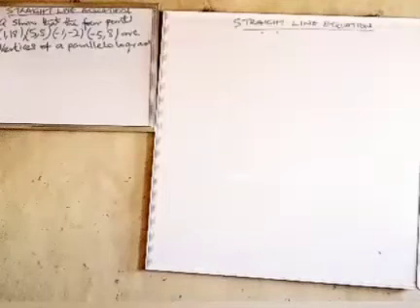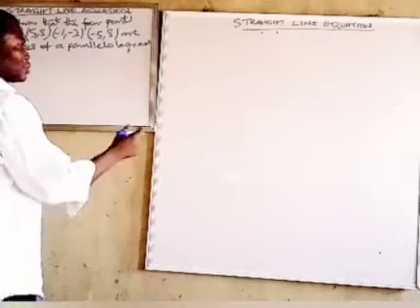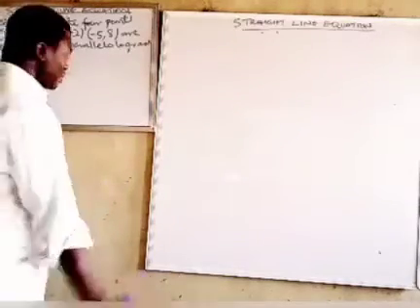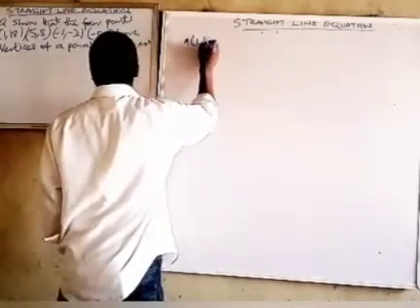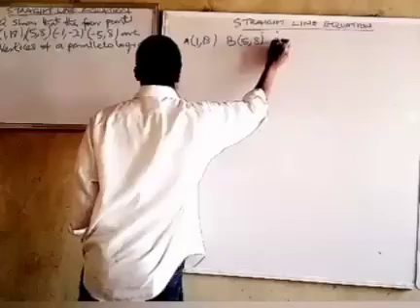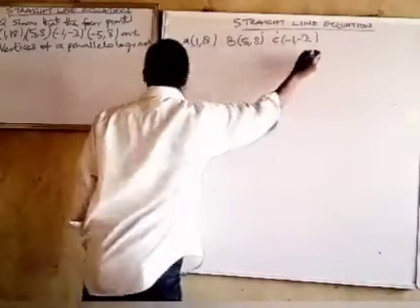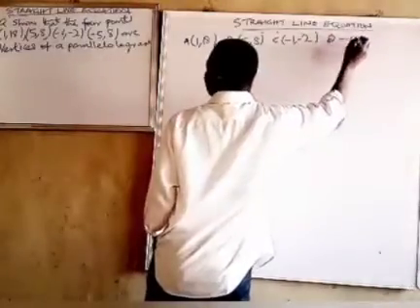The question says, show that the 4 points (1, 8), (5, 8), (-1, -2), (-5, 8) are vertices of a parallelogram. What do we know about a parallelogram? We know that the opposite sides are parallel, which means that the gradients of the opposite sides will be equal. So let's say we have point A to be (1, 8), B (5, 8), C (-1, -2), D (-5, 8).